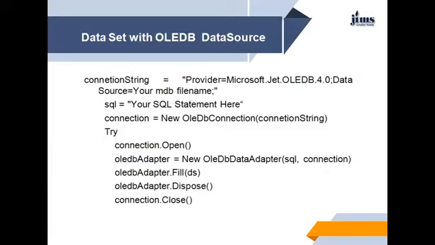Whatever the query, let's say you are writing select star from EMP, or select name from EMP where name equals something. Now connection equals new OleDbConnection with the connection string. Then we are using this try catch block. Whatever code may throw some error, we write that code in the try block, and whatever the error is, we can catch it with the help of the catch statement.